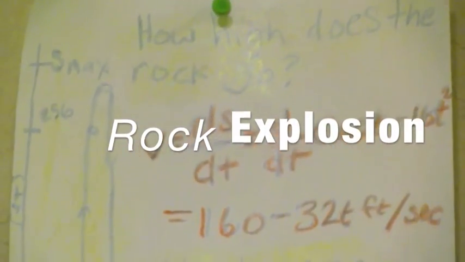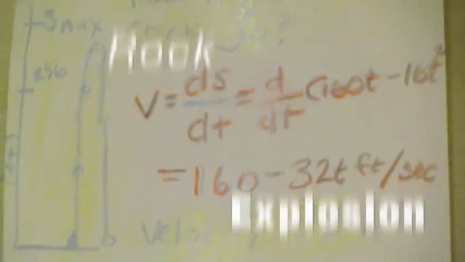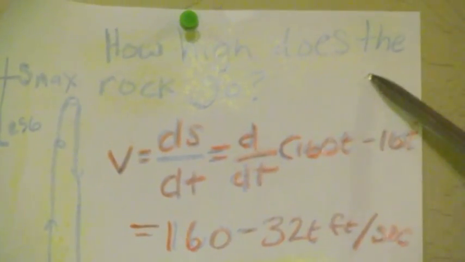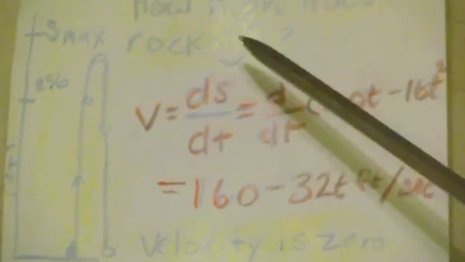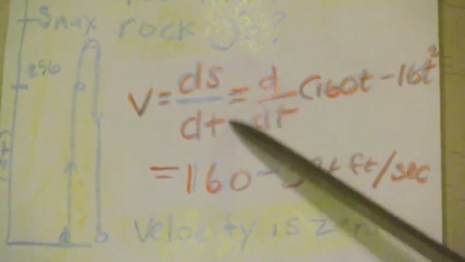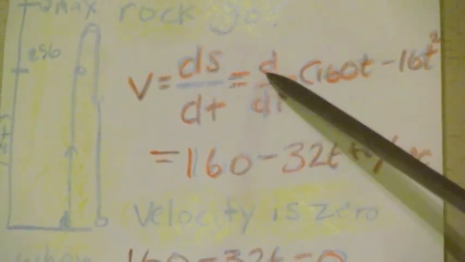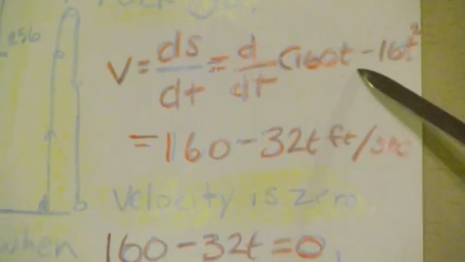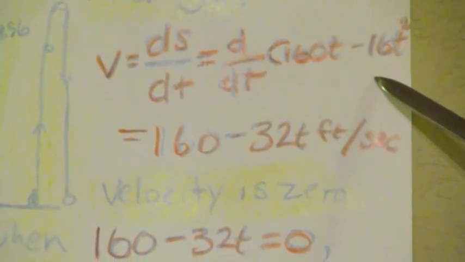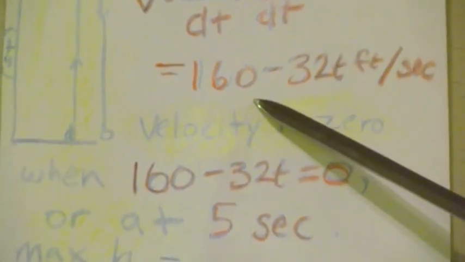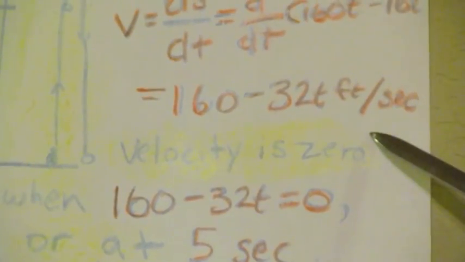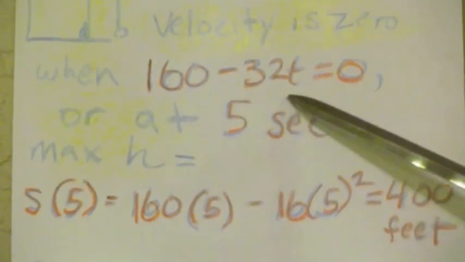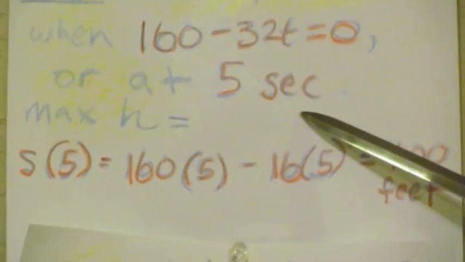Okay, so our problem that we just modeled is an explosion happening underneath a rock, flying up in the air and coming back down. So the first part is, how high does the rock go? We start off by having velocity equals the derivative of displacement with respect to time, d/dt of 160t minus 16t squared, which comes out to be 160 minus 32t feet per second. Velocity is 0 when 160 minus 32t equals 0, or at 5 seconds.